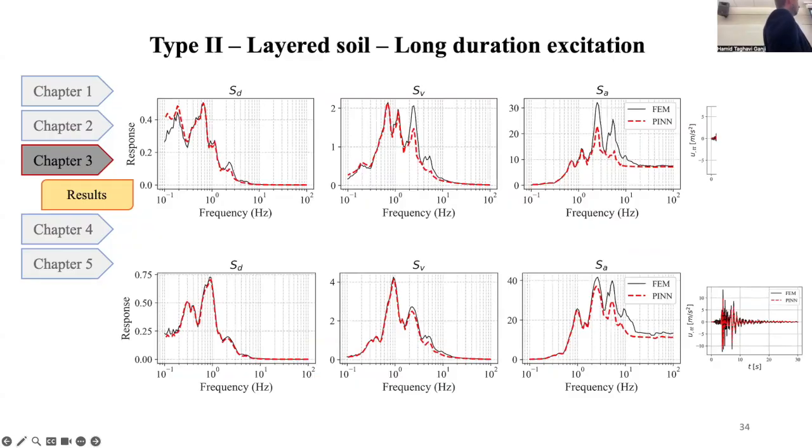Now we can plot the response spectra for the acceleration we computed at the top of the soil column. As we see, the displacement and velocity are good, acceptable, but we have some discrepancies in higher frequencies for the acceleration spectra.